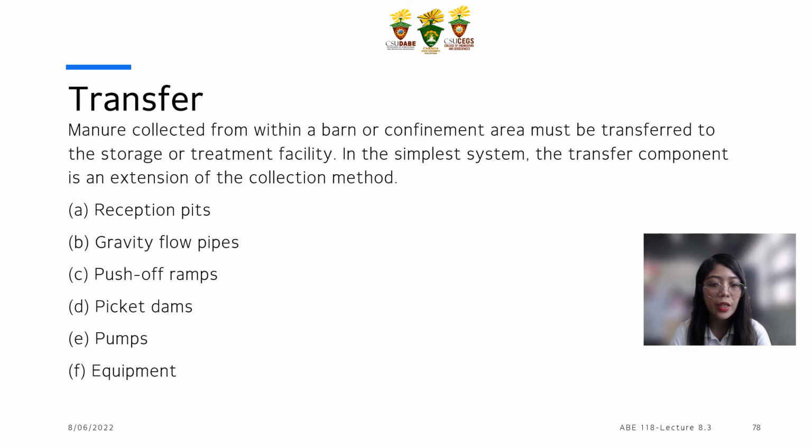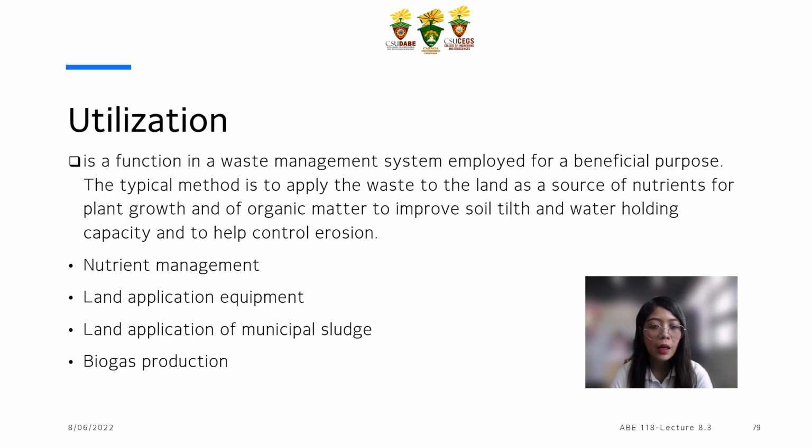And then for transfer, manure collected from within a barn or confinement area must be transferred to the storage or treatment facility. In the simplest system, the transfer component is an extension of the collection method. So we have the reception pits, gravity flow pipes, push-up ramps, picket dams, pumps, and other equipment.